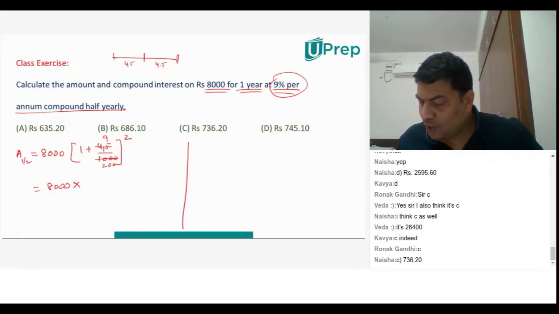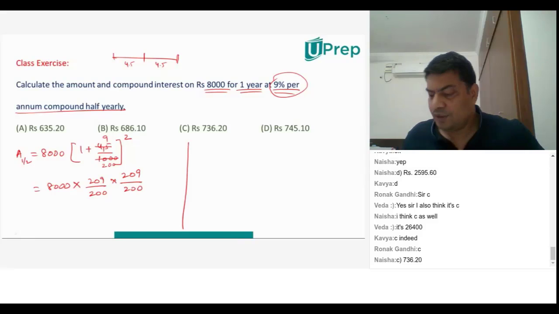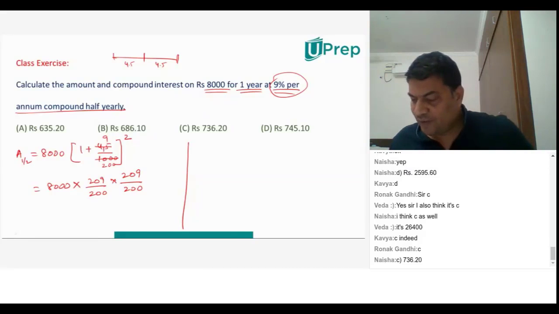Yes. So 200 plus 9, 209, right? 209 by 200 multiplied with 209 by 200. Perfect. So when we do that, you get these 3 zeros and these 3 zeros get cancelled. So you have 2 2s of 4. This is 40 actually, right? 2 2s of 4, 40.